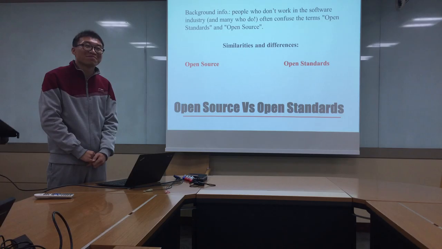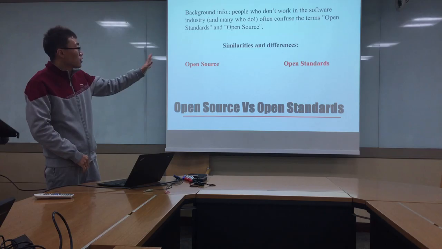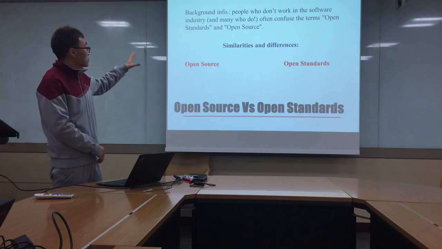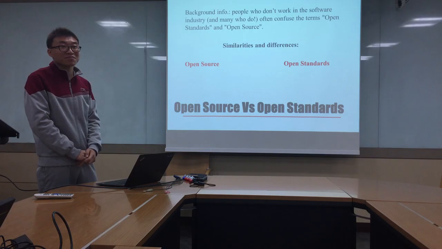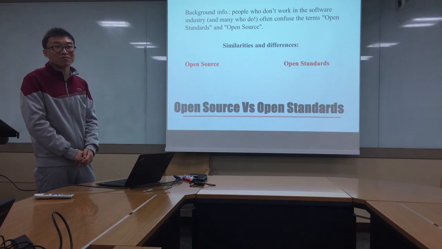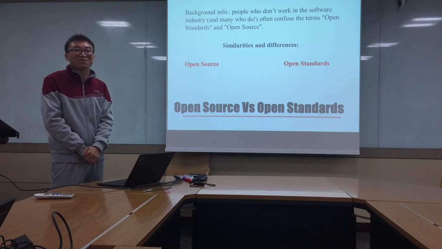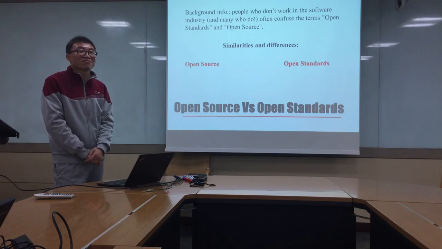The question is, why is there a system? Just like a similarity or difference. From the open source side, you can just make some differences, and what's the difference between the two, and what are the similarities between the two? Standard is a fixed structure, and source means a user uses the standard and makes something new.